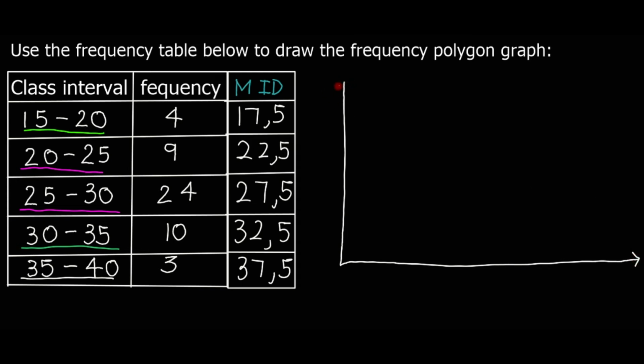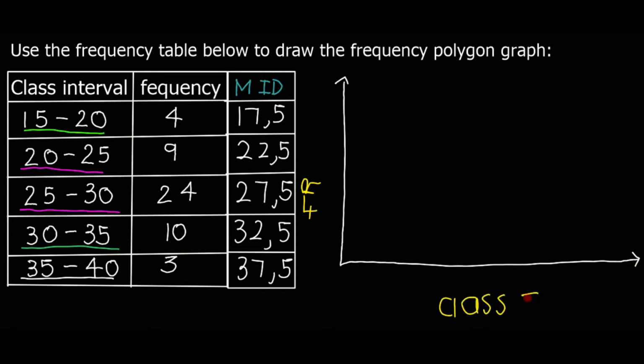Just like we draw a histogram, we do the same thing. On this side we write the frequency, and then on this side we write the interval, just like we draw the histogram. So we have this last interval.